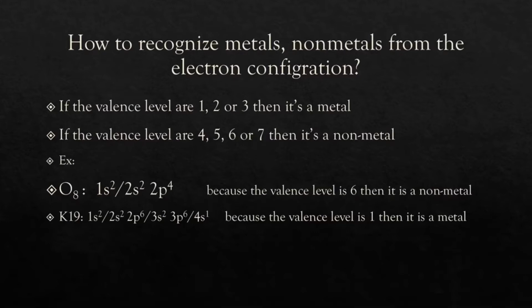For example, we have oxygen 8. The valence level of oxygen 8 is 6 because 2 plus 4 is 6. So when it's 6, then it's a nonmetal. Second example, potassium 19 or K19 has a valence level of only 1 electron. So because it's 1, it's a metal.